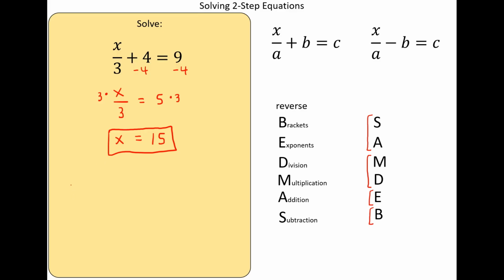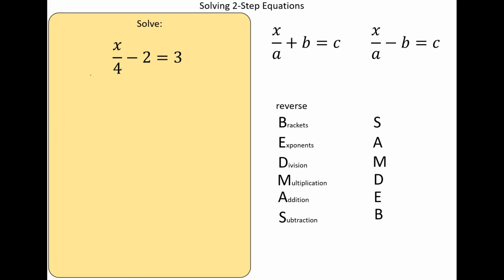Now if I want to check my work, I would just replace x in the equation with the answer I just got, which is x equals 15. So instead of writing x divided by 3, I would write 15 divided by 3 plus 4. And if I get the answer to be 9, then I've done it correctly, right? In this case, 15 divided by 3 is going to be 5. 5 plus 4, does that equal 9? Absolutely. So that means x equals 15 would work, and that's my answer for x.